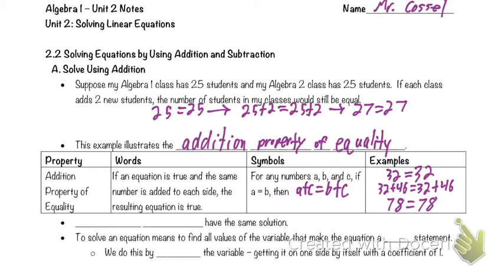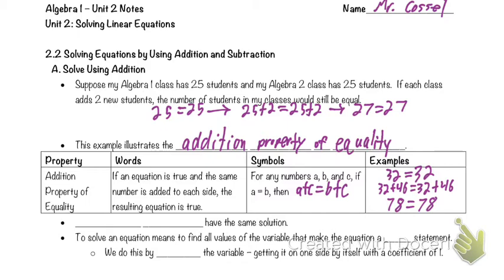Questions on that? That kind of just makes sense, doesn't it? As long as we do the same thing to both sides. But would it work if I just added 46 to one side of the equation? No, then I'd have 78 equals 32, and that's just not true. So we have to add it to both sides.